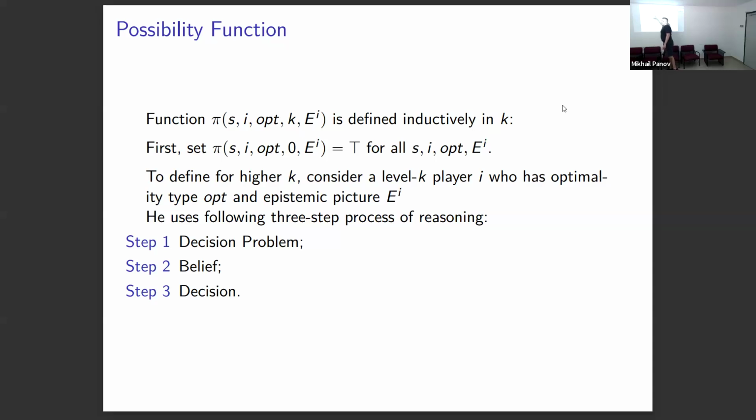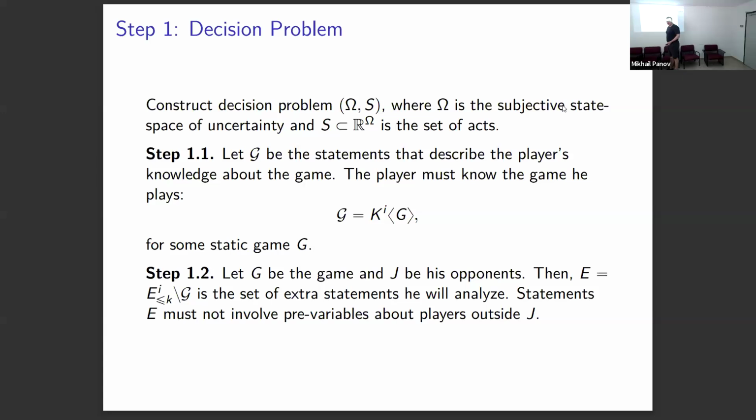Now how do I define it? First, for level 0, everything goes. And for level 1 and higher, I think that the player uses this algorithm. There are a lot of moving parts. First, suppose we have a player with some level, some optimality, and some epistemic picture. How does he construct his decision problem? He looks at the list of statements, and there are some statements which he knows, some rules of the game. It better be that they describe some game, not missing something, not something more. This is a special case in which I assume that the player knows the whole game.